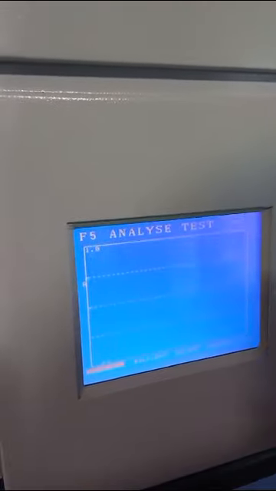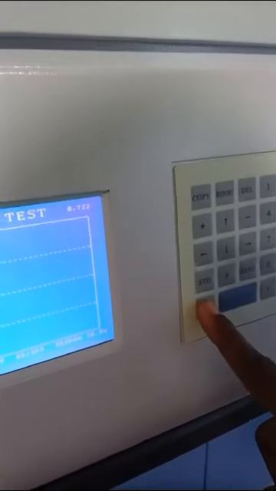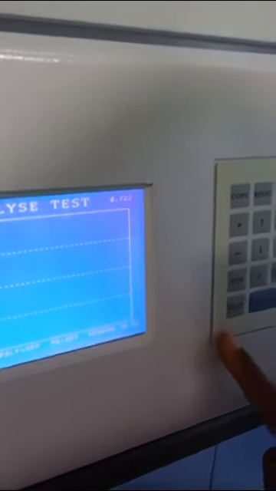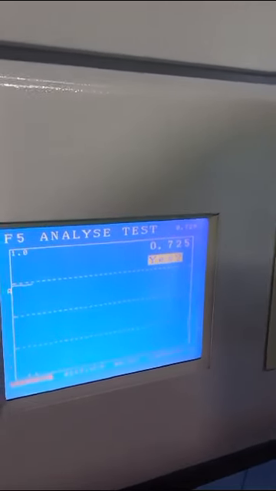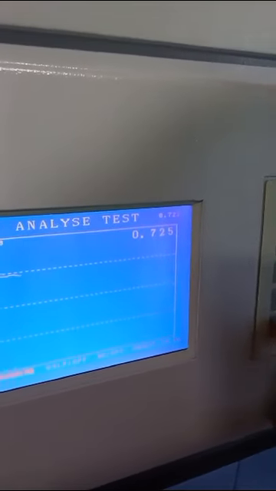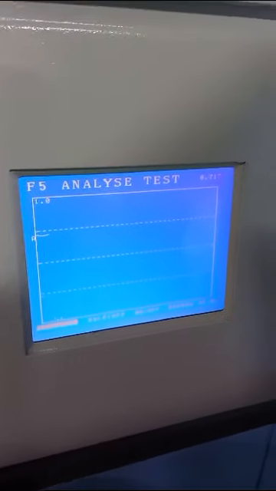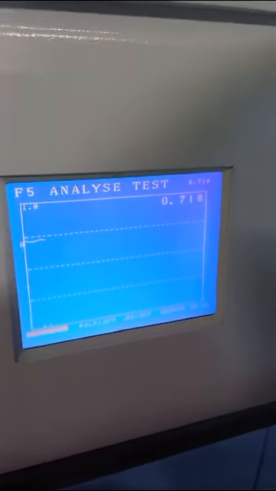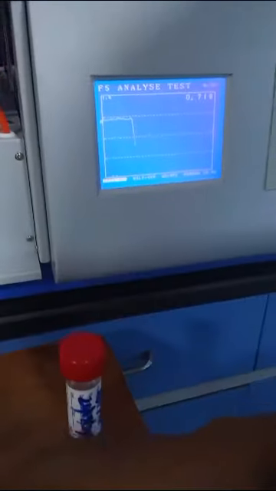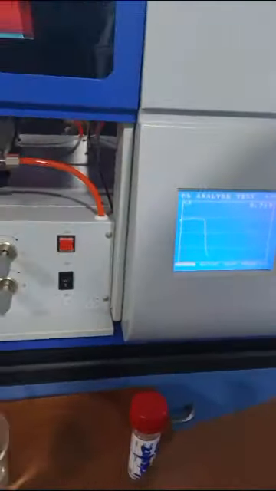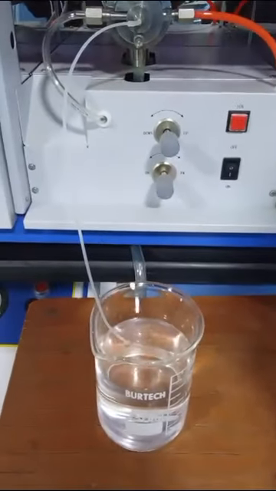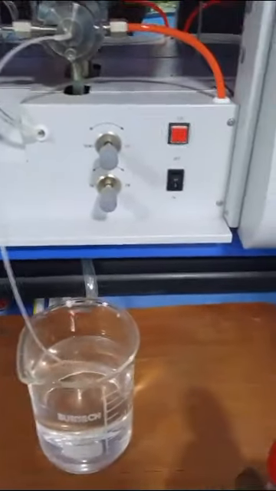So we press read, we wait for the question to come up, and we press enter. We repeat again, we press enter, and again press enter. Good, perfect. Note that your sample tube must always be inserted inside the distilled water for safety purpose.